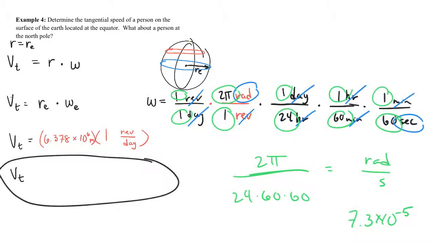By the way, this answer comes out to be in miles per hour, around 1,000 miles per hour. Which is kind of crazy to think about. If you're on the equator, you're traveling at 1,000 miles an hour and you don't even know it. You don't even feel it.